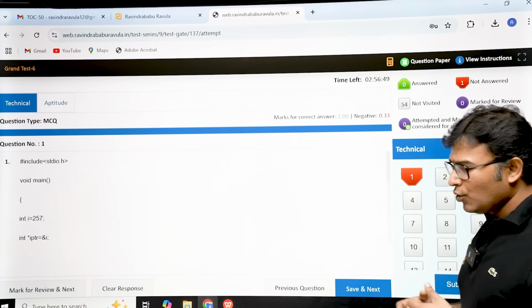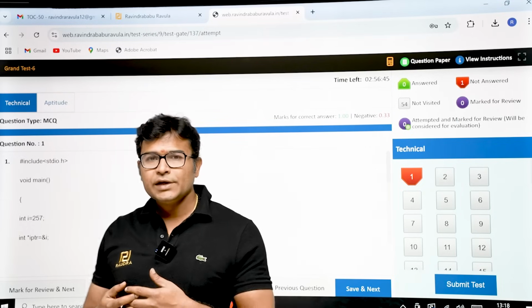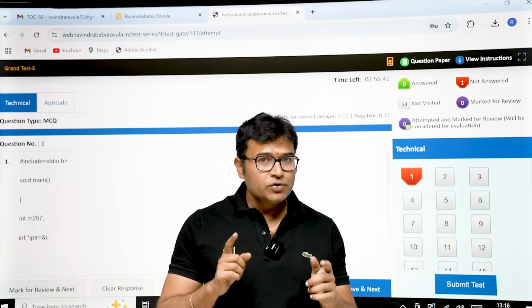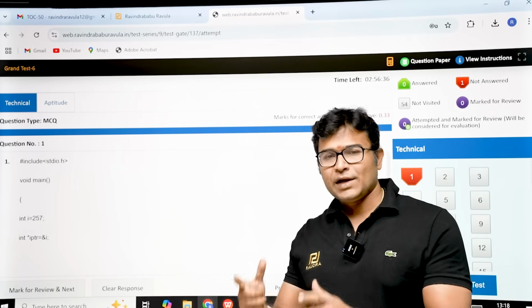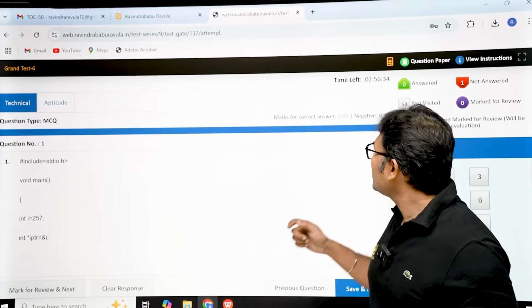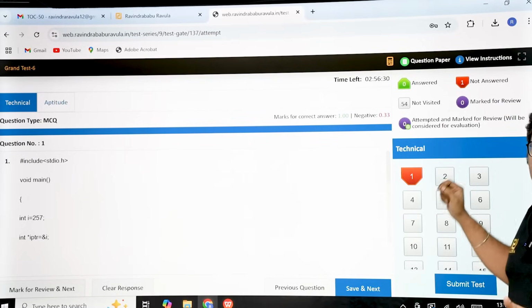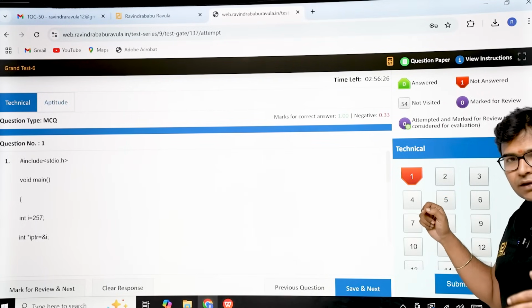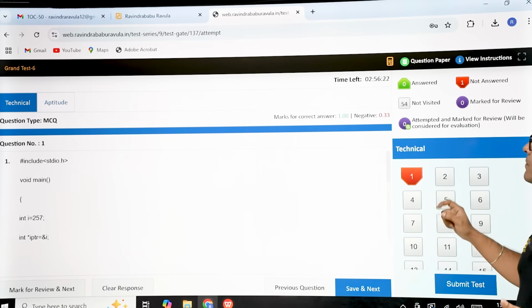So how do you answer the GATE question paper is, if you think that you can answer a question in 1 minute, answer it first. If you think that you know the question, but it will take some time to answer it, then here you have purple button, mark it for review. Purple button is mark it for review. You know the question, but it will take some time. Mark it for review. Okay.